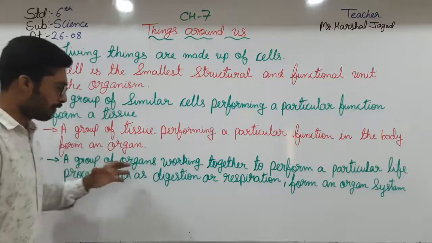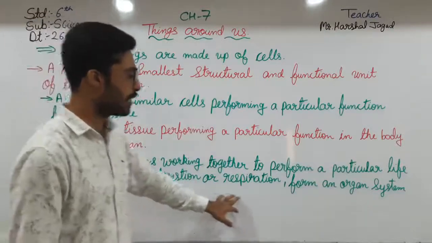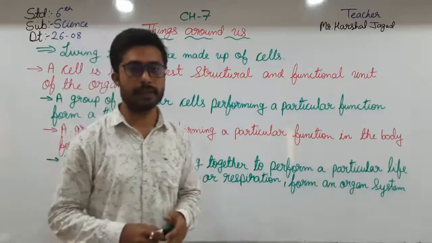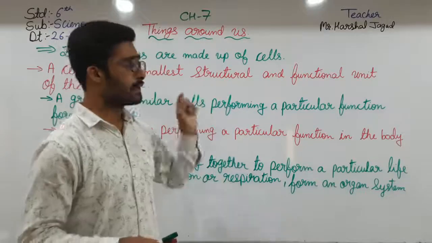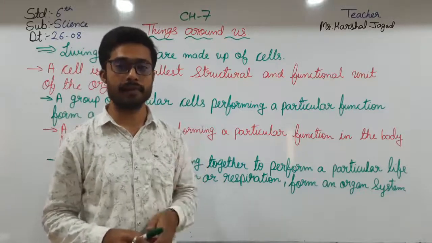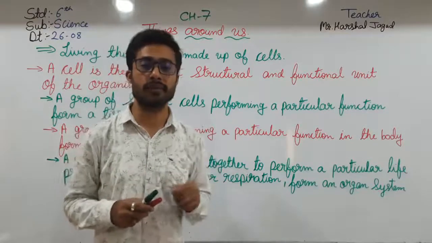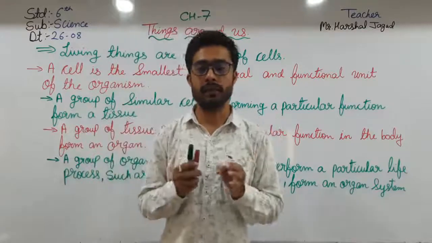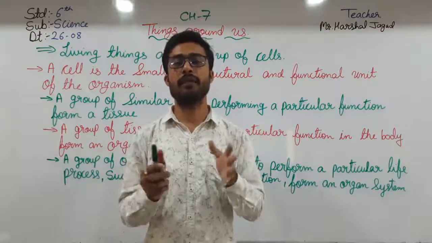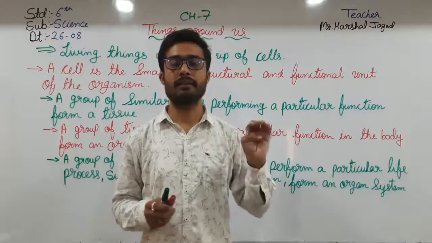Then a group of organs working together for a particular life process, such as digestion and respiration, forms an organ system. In simple language, a cell is the smallest structural and functional unit of the body or the organism. Cells that function similarly combine together and form a tissue. Tissues that function the same way form an organ, and organs together form an organ system. You have to read it like that and you can learn it by heart.